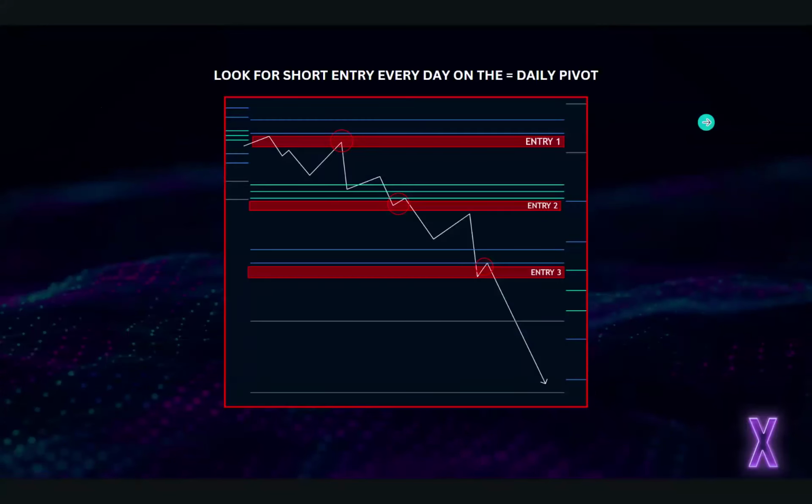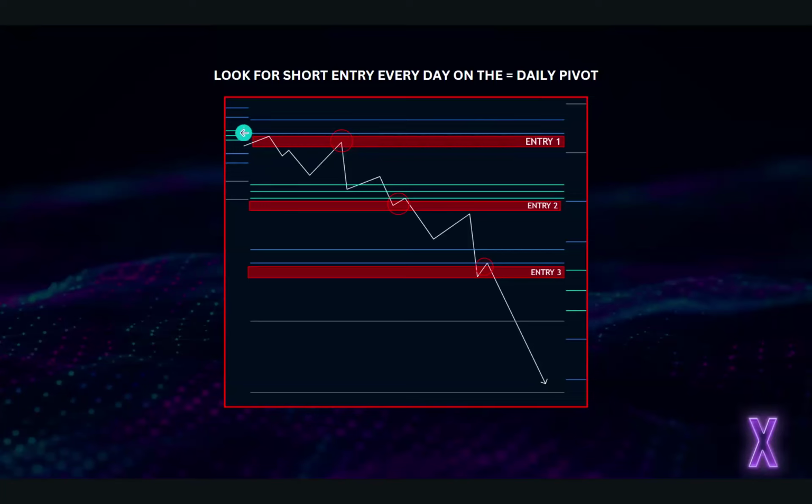So these are where these locations are within the shorts. If we're looking for shorts, we're going on to the daily time frame, the daily pivot on the 5 minutes in this strategy. And our main short entries are going to be when price is towards the top.